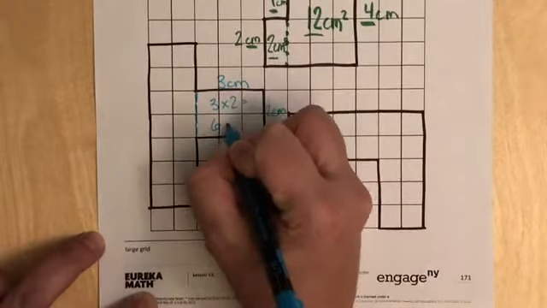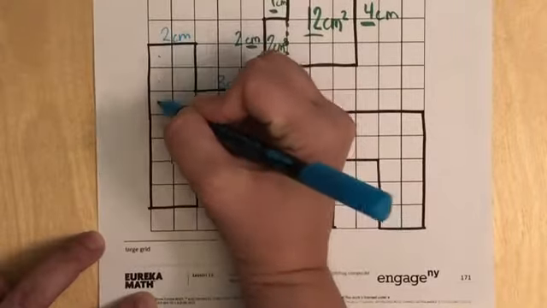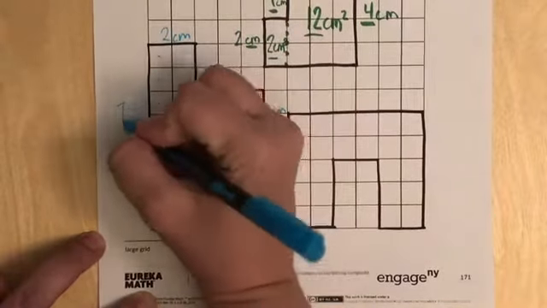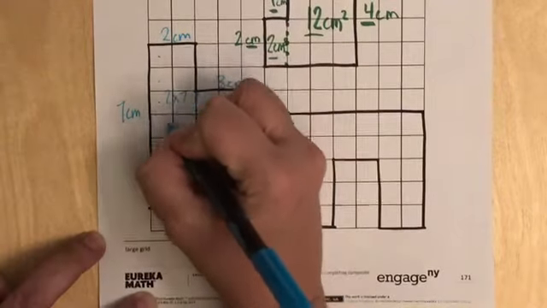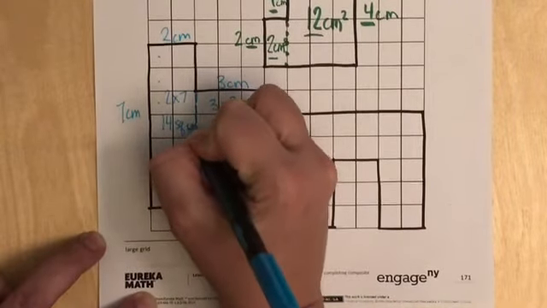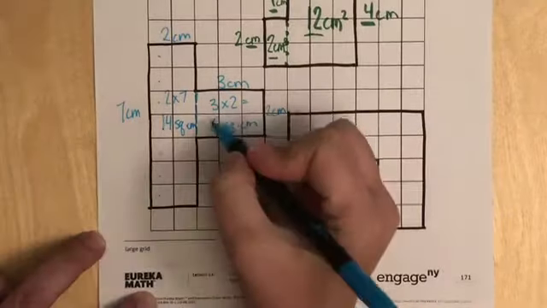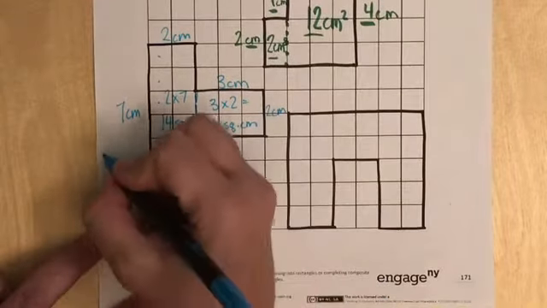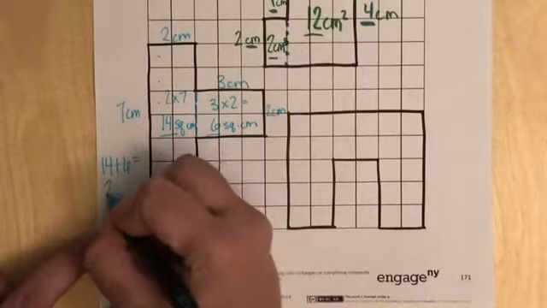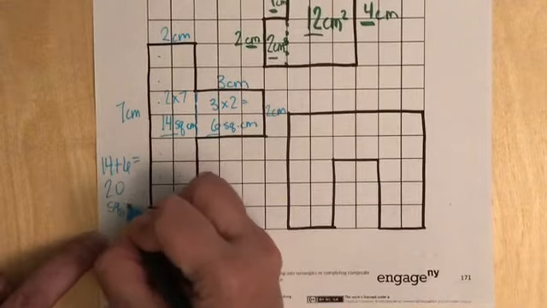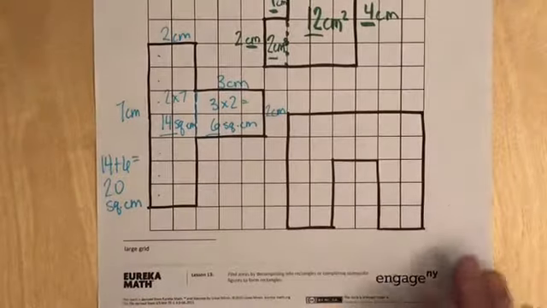And then this rectangle is 2 centimeters by 1, 2, 3, 4, 5, 6, 7 centimeters. So 2 times 7 is 14 square centimeters, but we're not done. We've got to add them up. So we need to do 14 plus 6 equals 20 square centimeters. How did you guys do?